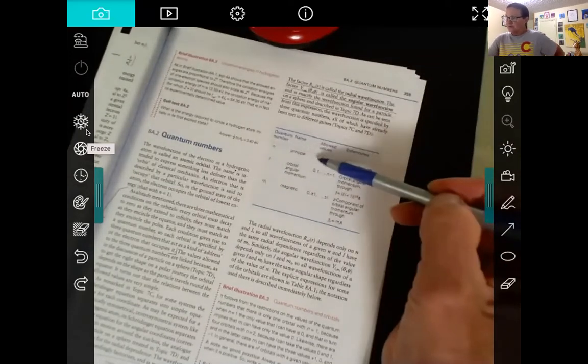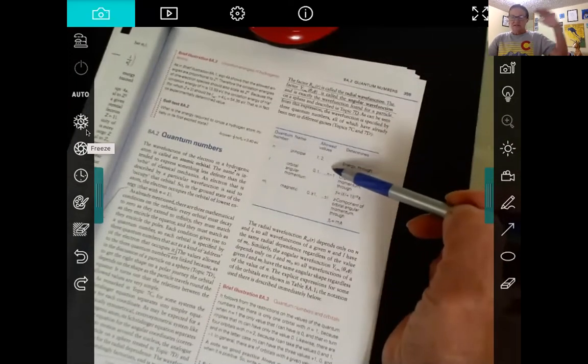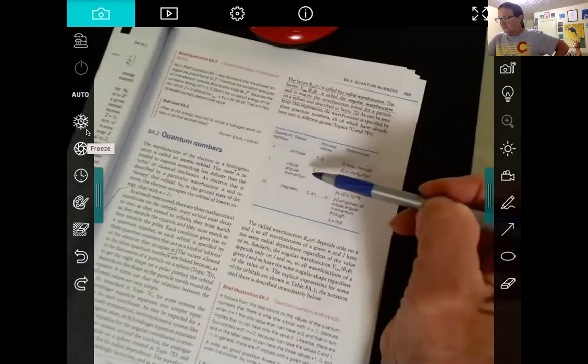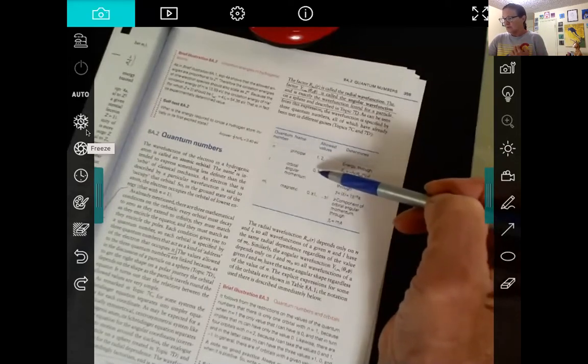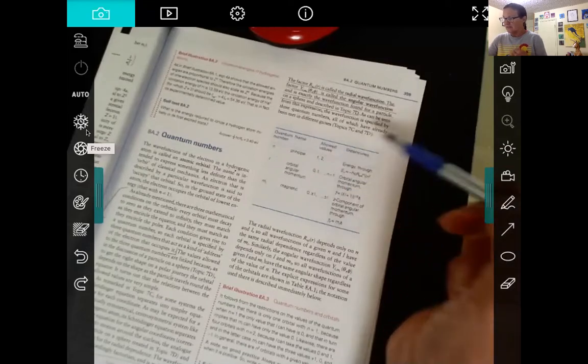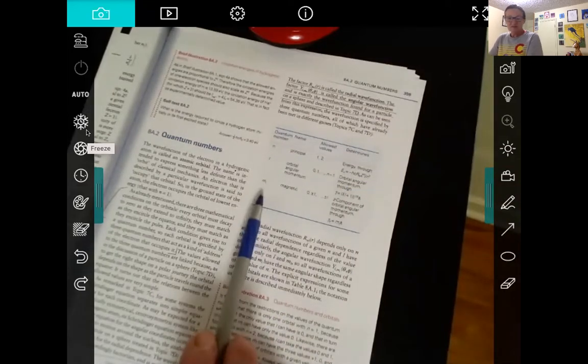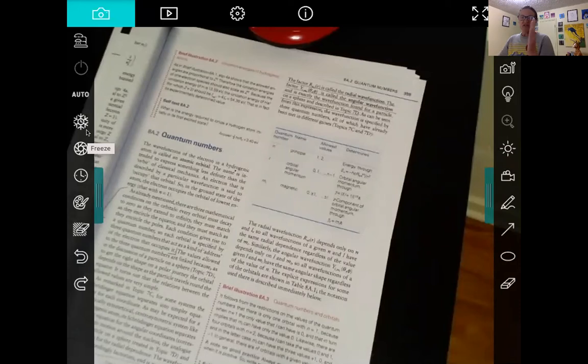So we remember the n quantum number tells us which period we're in the periodic table. The L quantum number tells us the shape of the orbital. Remember, when L equals 0, we called it S. When L equals 1, we called it a P. And then the m sub L tells us the projection of that angular momentum on some arbitrary axis.